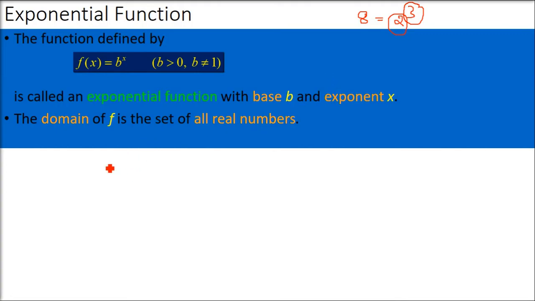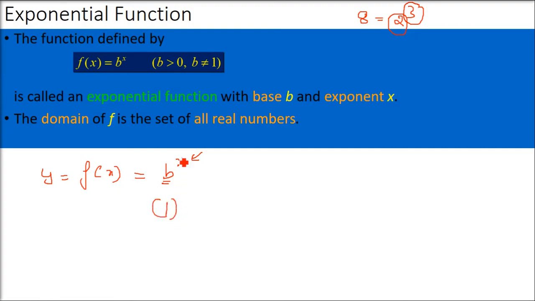All the functions which we are calling exponential functions have certain restrictions. If we say y equals f(x), f(x) is equal to b to the power x, b we are calling the base and x is the exponent, b base, x exponent. For b there are certain restrictions.